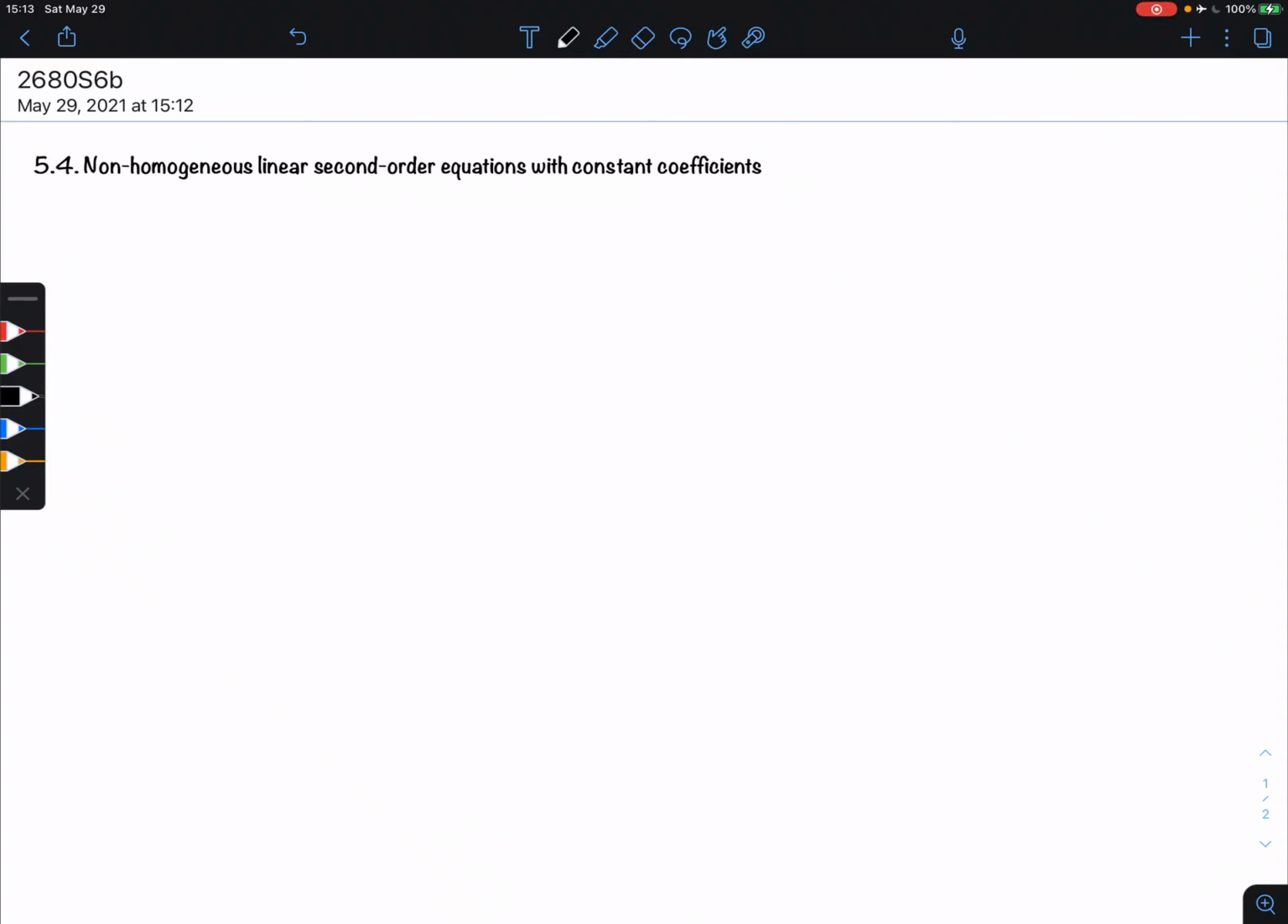Salutations. So we did the homogeneous one. Remember, the homogeneous one looked in general like this: a linear second order equation with constant coefficients, right? That's a homogeneous one. So now we're going to do the non-homogeneous one.